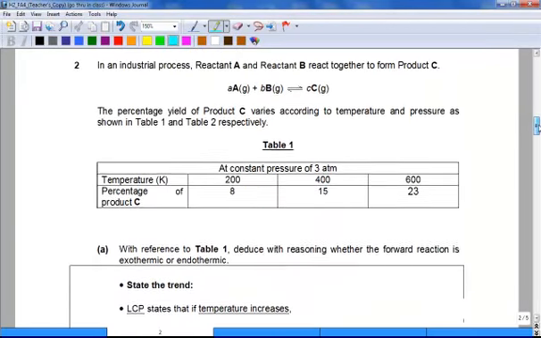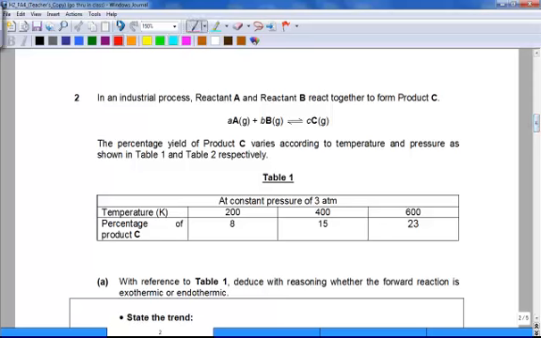Okay, question 2. For this question, make sure everybody knows how to do the sub-question, because it requires you to state a trend. Let's take a look. They say that reactant A and reactant B react together to form product C, and you are given the mole ratio in front of A, B, and C. Take note that you don't know what the values are, so you cannot say that A or B has more moles of gaseous particles.